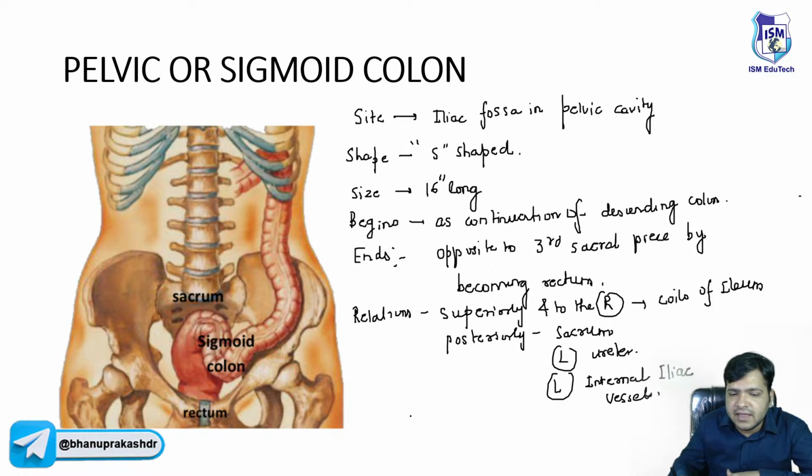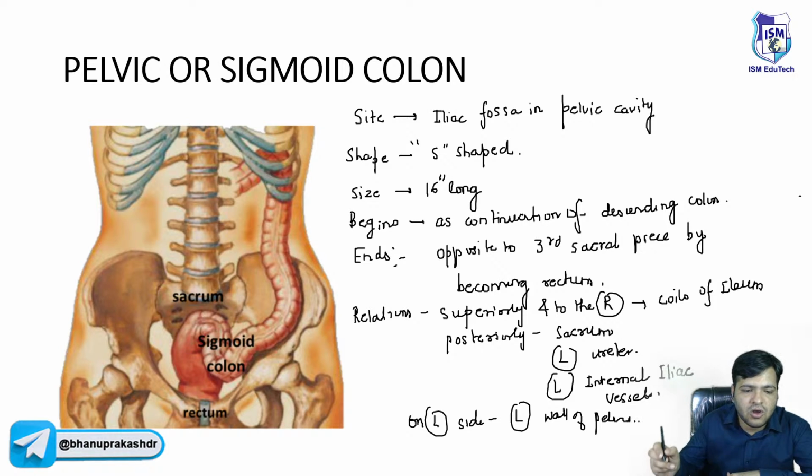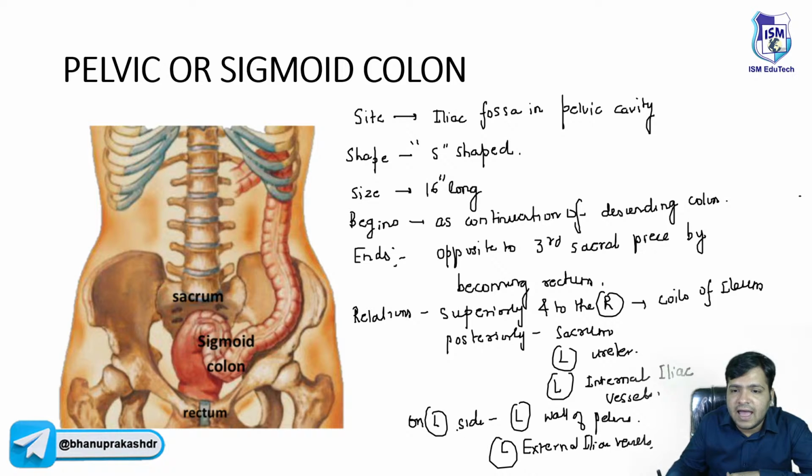And on the left side, you will get the left wall of the pelvis, and we will have left external iliac vessels. Okay, and you will also get ovary in females and vas deferens in males.